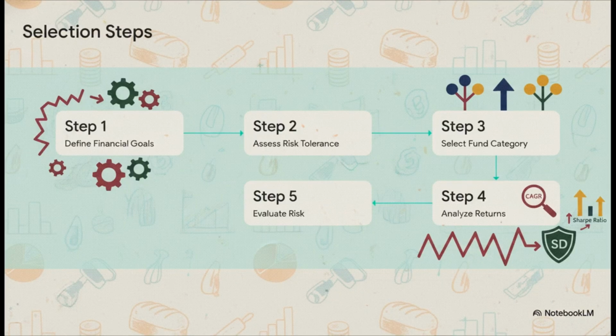Let's move on and see how this builds a really solid, actionable roadmap for our bakery owner. Steps 1 and 2 are inward-looking, defining the exact financial goal and honestly assessing how much risk the bakery can stomach. Step 3 is selecting the broad category, like equity or debt. Then we get to the analytics. Step 4 isn't just looking at the return, it's looking at that CAGR we talked about. And Step 5 is heavily scrutinizing that historical volatility using standard deviation and the Sharpe ratio.